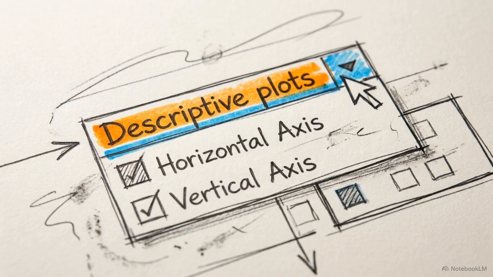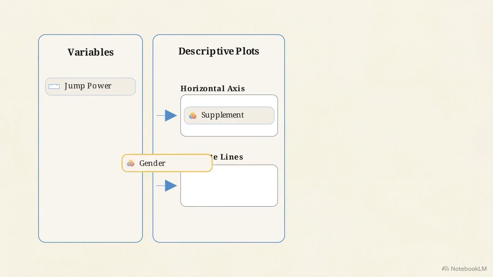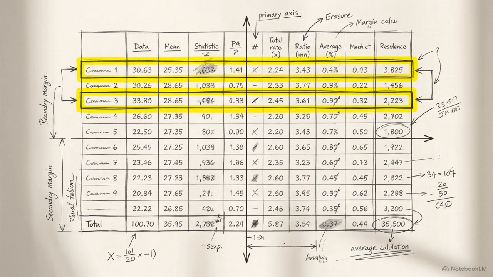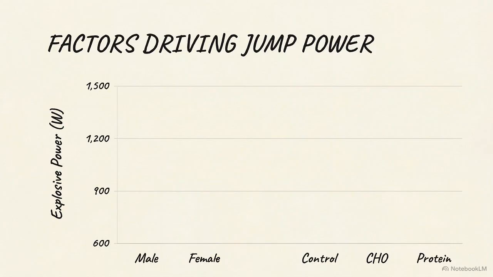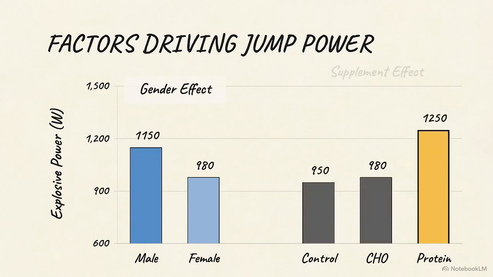Now that our assumptions are cleared, we can configure our visual output. In the Descriptive Plots menu, assign your primary factor, supplement, to the horizontal axis, and place your secondary factor, gender, as separate lines. When we look at the main ANOVA table, the p-values indicate significant main effects for both variables. This means there is a statistically significant difference in jump power between genders, regardless of the supplement, and a significant difference between supplements, regardless of gender.